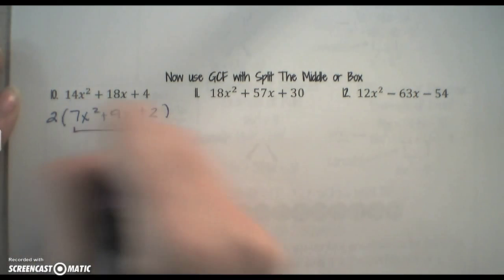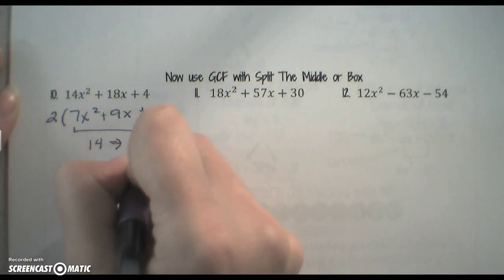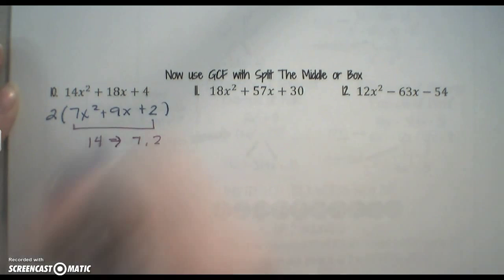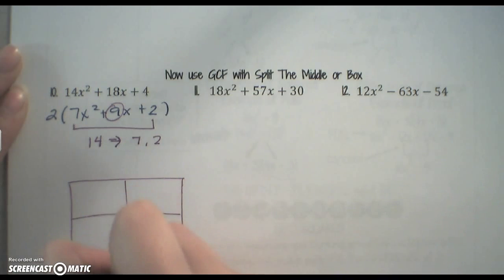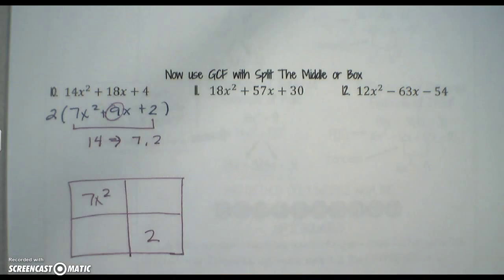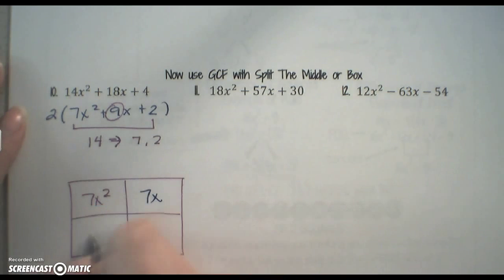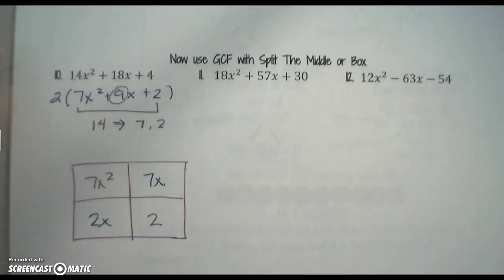So first times last, 14. What are our factors of 14 that add to get 9? Well, 7 and 2. So let's split that middle term. I'm going to use the box for this one. So the first box is our first term, 7x squared. The bottom right is 2, and we're going to fill in our factors 7x and 2x in the other spots.